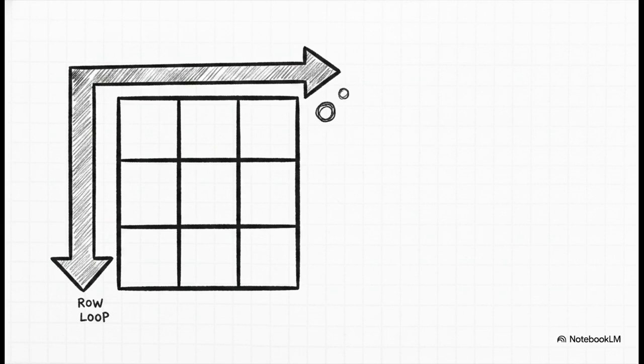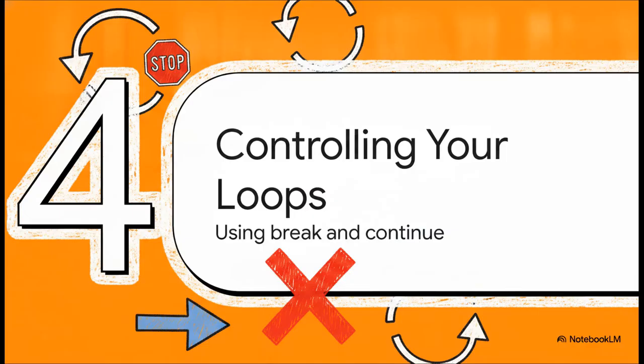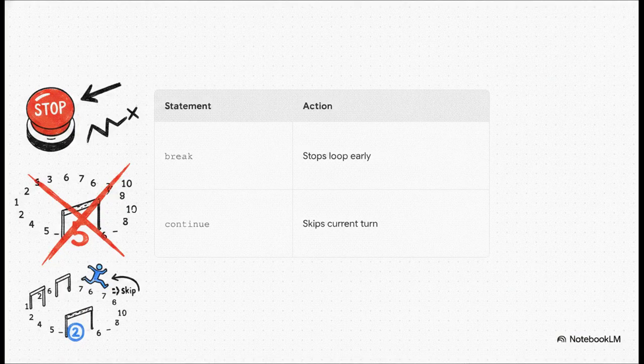But sometimes while our loops are running smoothly, we suddenly need to change course. And that brings us to section 4, controlling your loops. So, the crucial point is that Python gives us two fantastic statements for controlling the flow: break and continue. Think of break as an emergency stop button. If you're looping through numbers 1 to 10 and you hit a break at 5, boom, the entire loop shuts down completely.